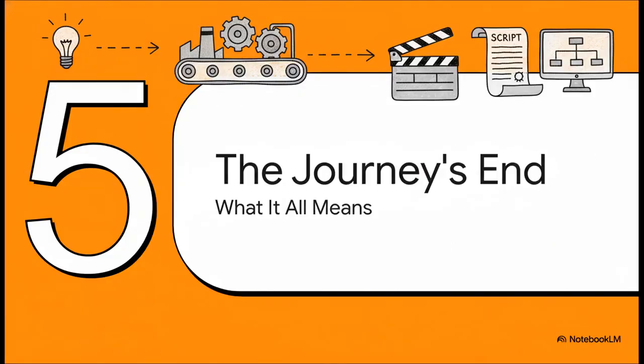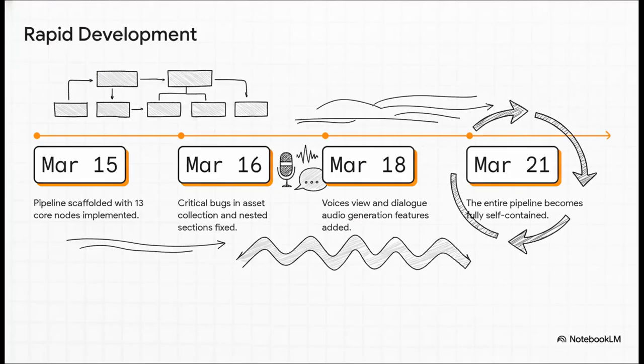So we've gone on quite the journey, huh? From a simple idea all the way to a fully realized script, all powered by some seriously clever engineering. So let's take a quick look at the impact of this new, smarter approach. This timeline just says it all. Look at this pace. On March 15th, they just had the basic framework. A day later, they're fixing bugs. Just 2 days after that, they're adding complex features like voice generation. And by March 21st, less than a week from the start, the entire system was upgraded to be self-contained. That kind of speed is a direct result of that new independent architecture.